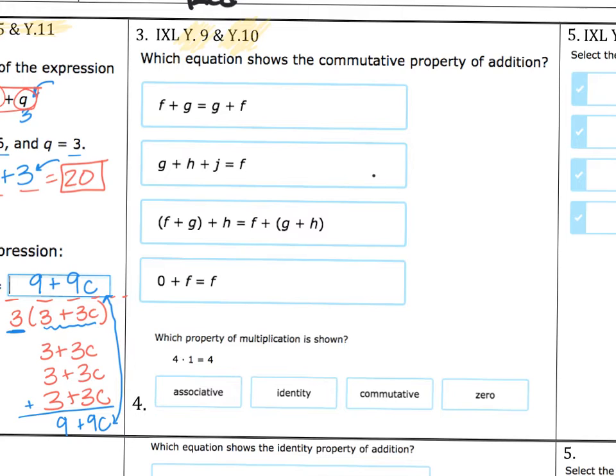So changing the order from one side of the equation to the other side of the equation shouldn't change the sum if you're applying the commutative property of addition. So let's look here. The first one, we have F and G, and then we have G, then F. So that would indicate that we're using the commutative property of addition.